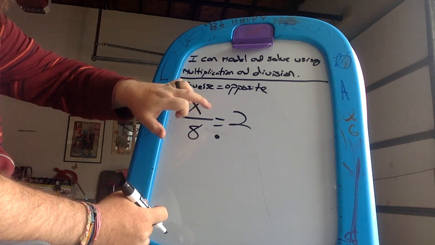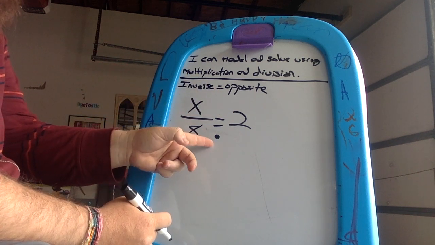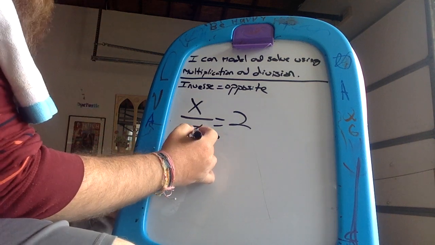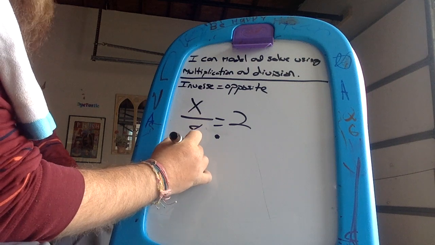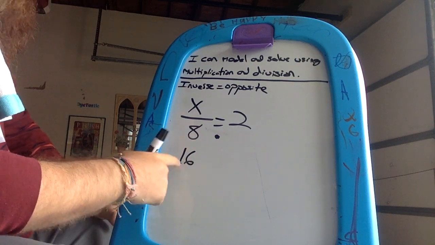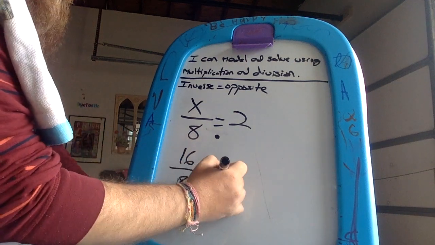You've got the denominator is 8 and the answer of 2. Okay, we're doing the inverse of division, which is multiplication. So you're really having, what is 8 times 2? Very simple. It's 16. So we're going to rewrite it. 16 is now our numerator, 8 we have as our denominator, equals 2.